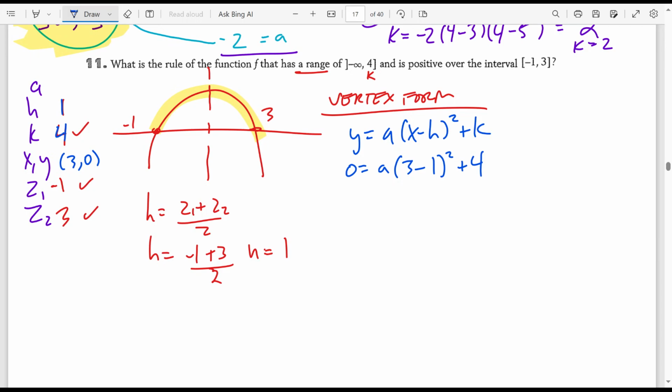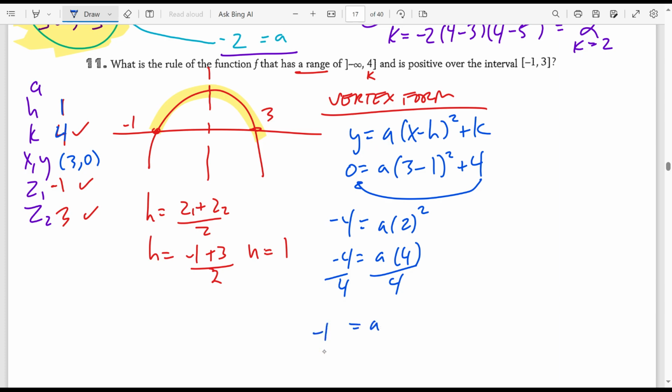I said that x was 0. My y would be 0 in that case, because if I have a 0 of -1 and 3, it would be 3 and 0 as one of the points. So then I would inject that as a y value, and then the x would be 3. Sorry if I said otherwise. And then we would just solve, get that 4 out of there. -4, 2 squared, -4 is equal to 4. Divide by. A is equal to -1.